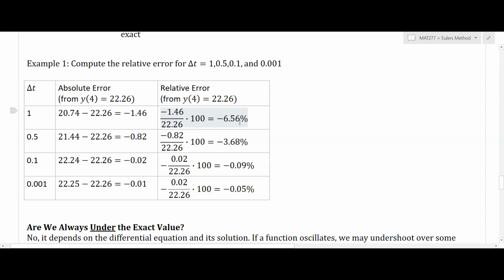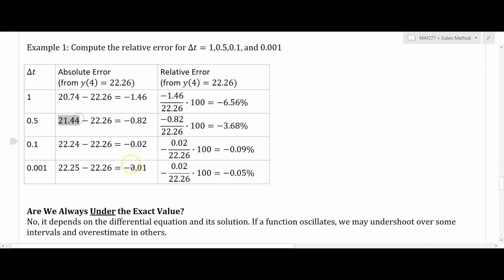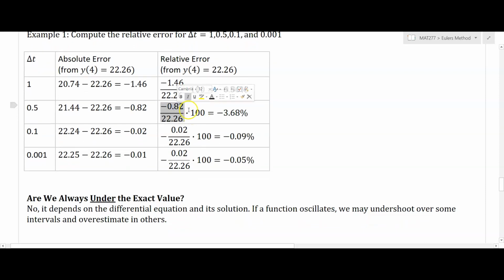That's fairly sizable. 6.6% error is pretty big, even though the number itself isn't big, but it's big relative to the actual answer. Now, if we look at a time step of a half, our estimate for time 4 was 21.44. The exact solution doesn't change because we changed the time step. It's still 22.26. And now we were only below by 0.82 units. When we divide that by where we should have been and multiply by 100, we're only under by 3.68%. Now, just because we decrease the step size by a half doesn't mean we decrease the error by exactly a half. It's a little bit more complicated than that.